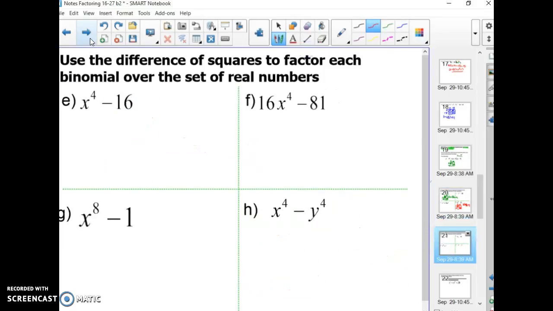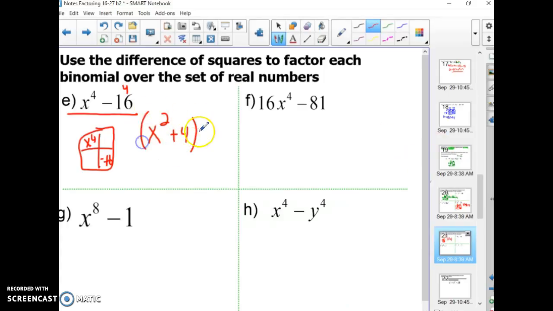All right, so another example, x to the fourth minus 16. So that's a 4 times 4. So if I put a negative 16 and x to the fourth, I'm going to get an x squared plus a 4, and then when I factor, I'll get an x squared minus a 4.